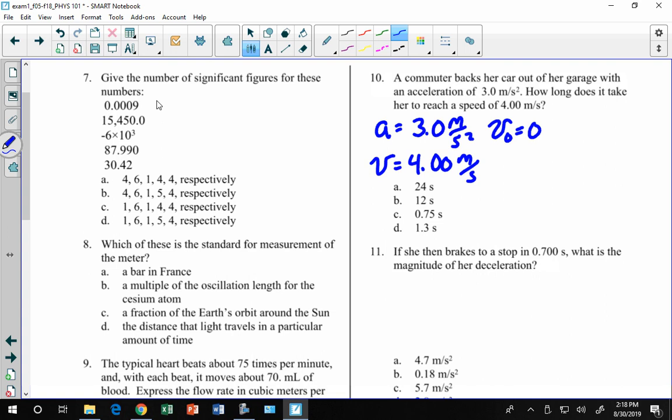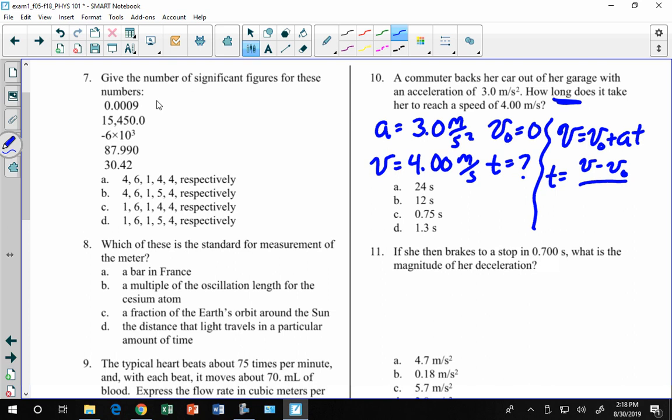So I'm looking for how long. I'm looking for the time. So you can probably tell I'm going to say v is equal to v naught plus a times t. I'm going to solve that for t. v minus v naught. I subtract v naught from both sides. Then I divide by a. And so that's 4 minus 0 divided by 3, which is 1.3 seconds, or D. Not hard, right?